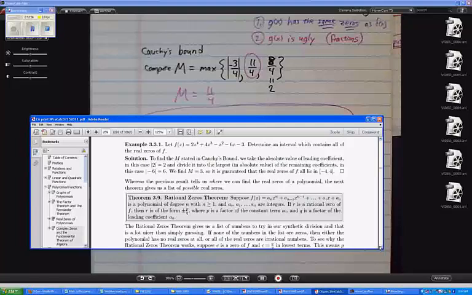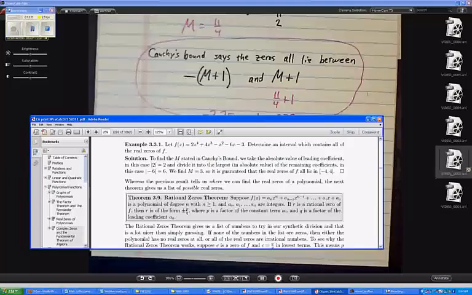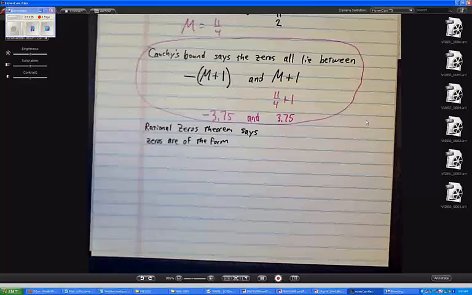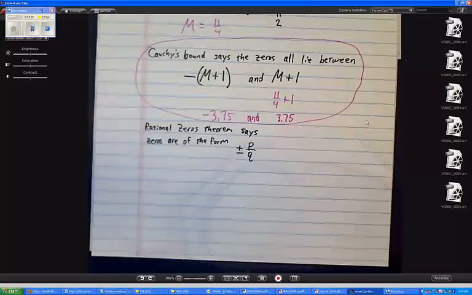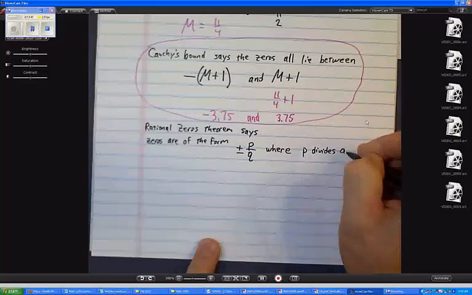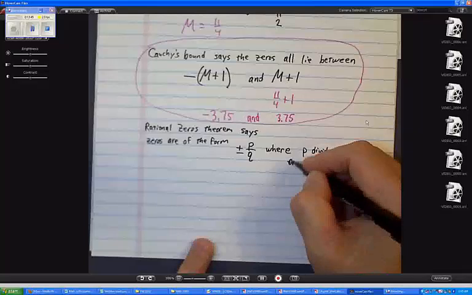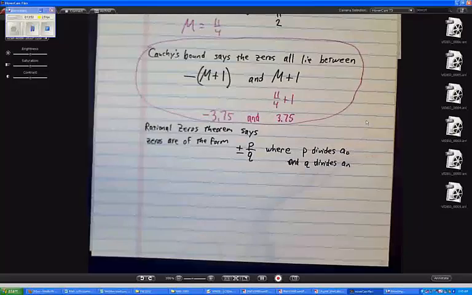Okay? And let me sum it up. The rational zeros theorem says zeros are of the form plus or minus P over Q, where P divides A0 and Q divides AN. But because I don't have those A's listed, let me give you names for these things.